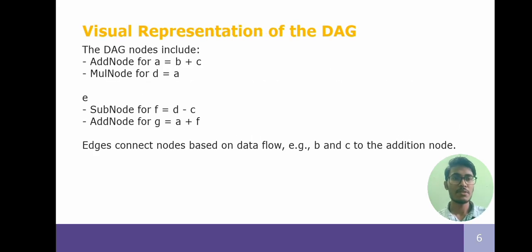So here is the visual representation of the DAG. The DAG nodes include add node for a equals b plus c, multiply node for d equals a, and sub node for f equals d minus c, and add node for g equals a plus f. So edges connect nodes based on data flow. For example, b and c to the addition node.